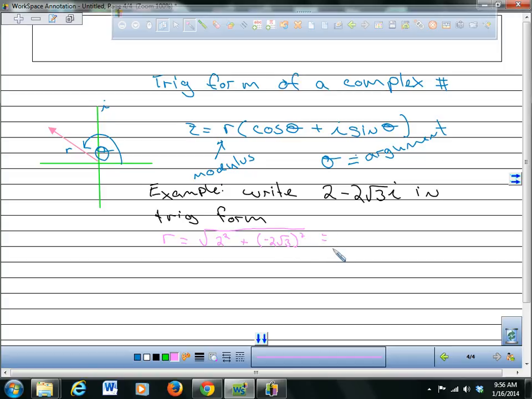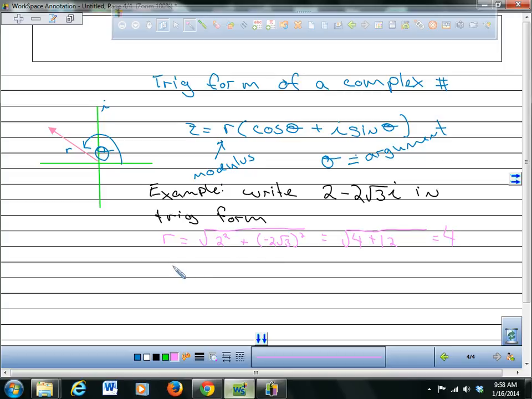Which, if I do that, I get 4 plus 4 times 3. You see where I got 12 from? Negative 2 squared, root of 3 squared is 3, so 4 times 3 is 12. 4 plus 12 is 16, so this comes out to be what? 4, right? Whenever you take the square root of something you squared, it comes out.